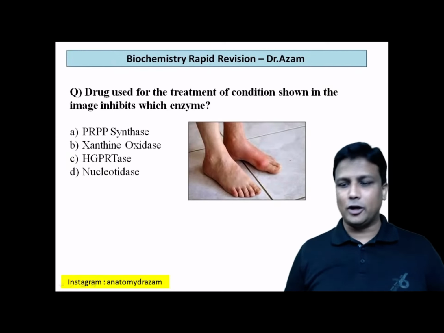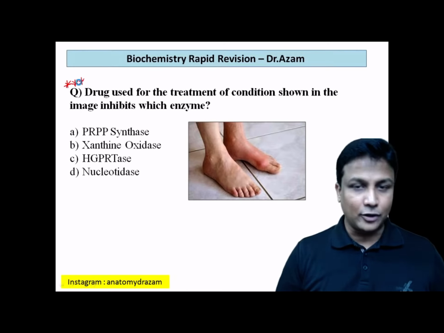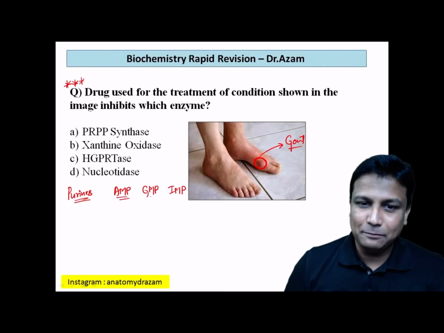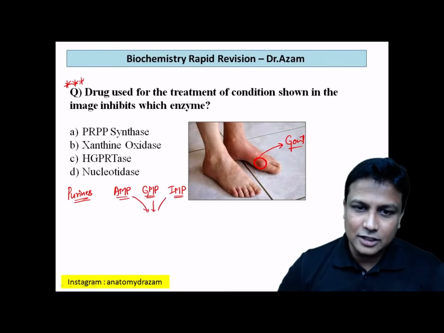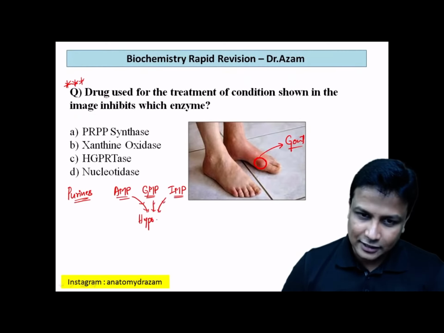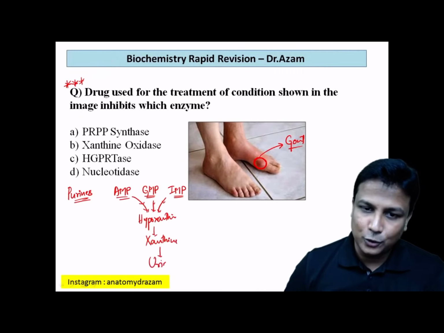Next one. Oh my God, extremely important concept here, sir. I hope you all remember the purines, sir. Adenosine monophosphate, guanosine monophosphate, and then inosine monophosphate here, sir. AMP, GMP, and IMP, guys. And all these purines, your AMP, GMP, and IMP, when they undergo degradation, they are finally going to form hypoxanthine. And from hypoxanthine, it is going to get converted to xanthine. And from xanthine, it is uric acid.